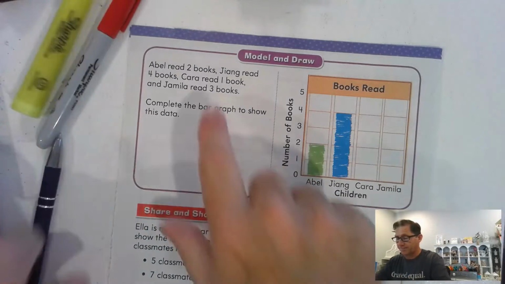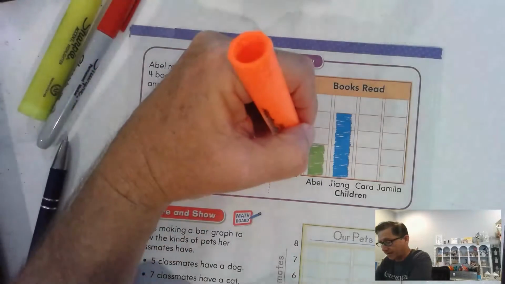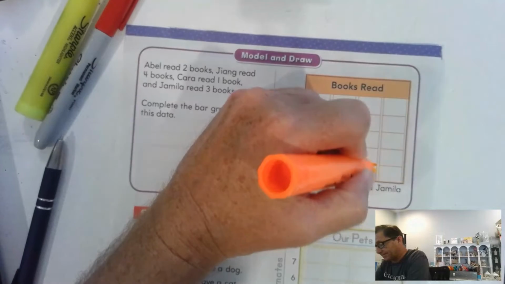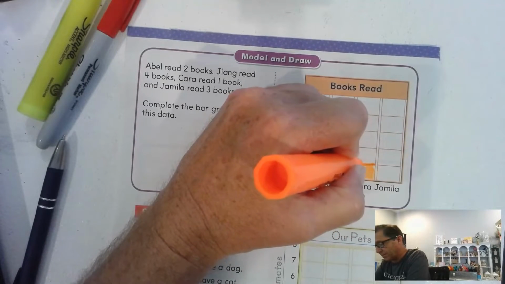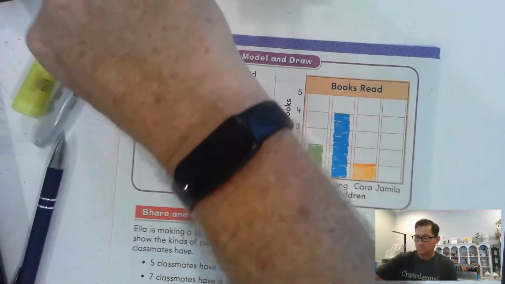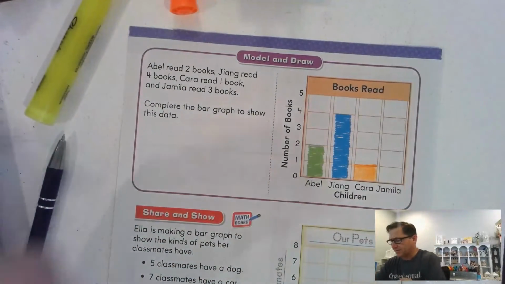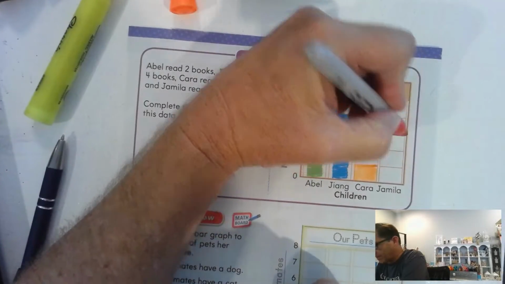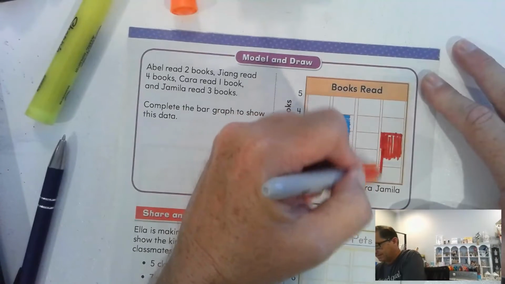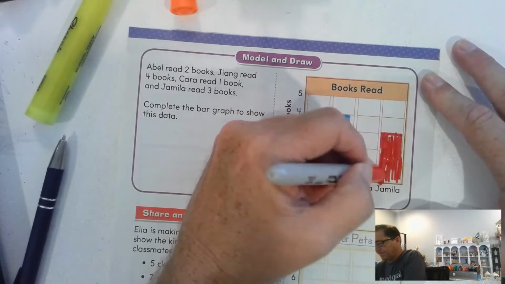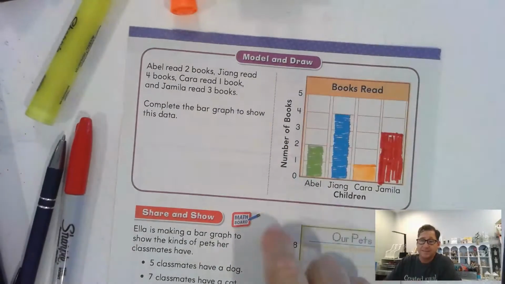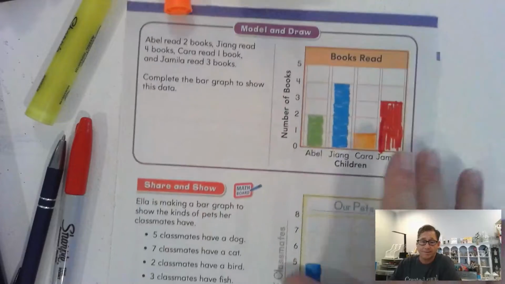So let's start with Kara. Kara read 1 book. So I find 1, and then I'm just going to color that in. Okay, so Kara's bar ends at 1 because she read 1 book. And then Jamila's ends at 3, so I find 3 on the bar graph, and I color it in. Okay, so that's basically all we're doing. We're finding where it ends and drawing the bar in.